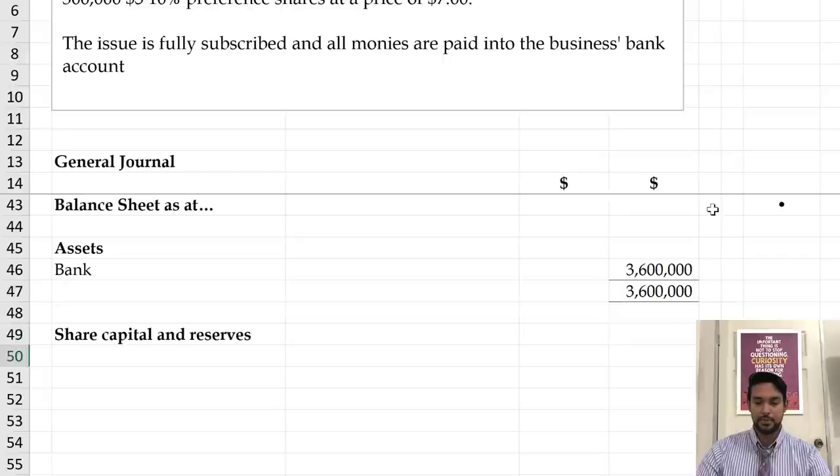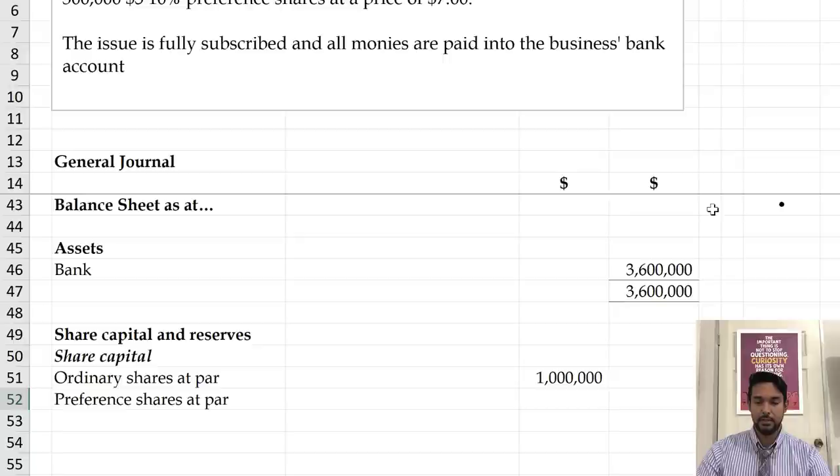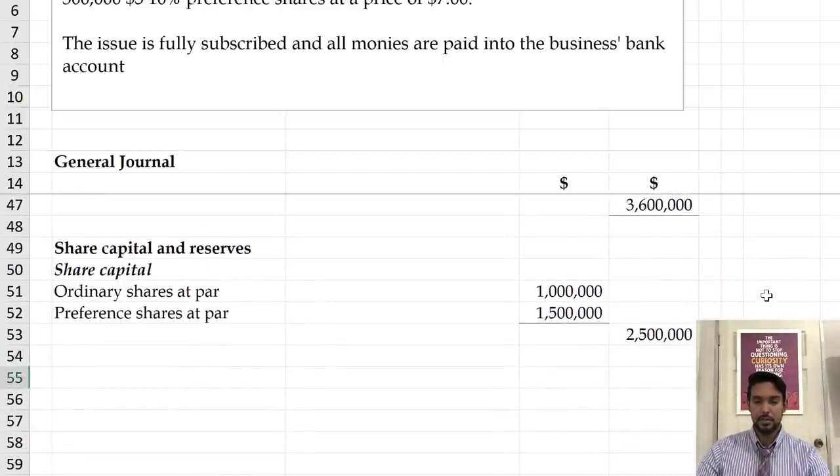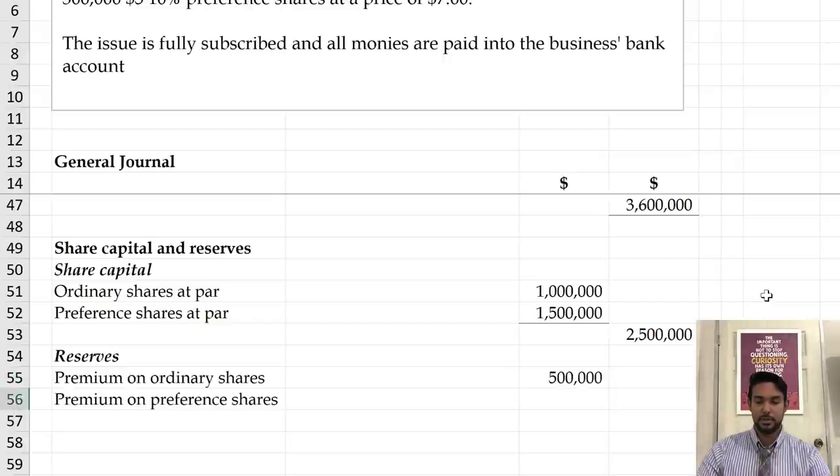Okay, so share capital reserve. So share capital, we have ordinary shares at par, 1 million, preference shares at par, 1.5 million, total share capital, par value of share capital, 2.5 million. Let's scroll down a little bit. The reserves now, right? So share premium on ordinary shares, and then share premium on preference shares, total into 1.1. 1.1 plus 2.5 is 3.6, which balances again.